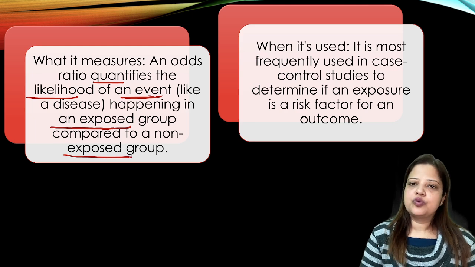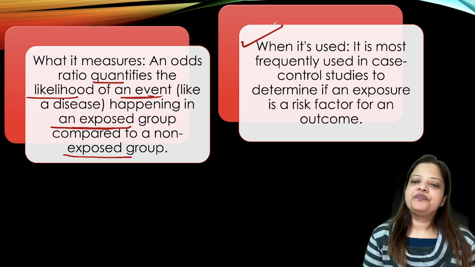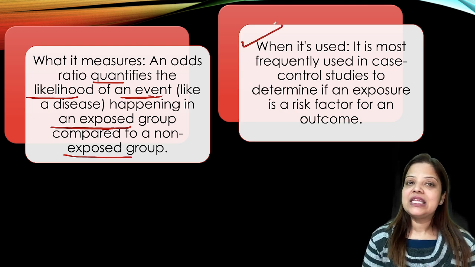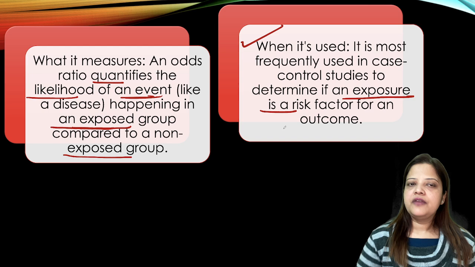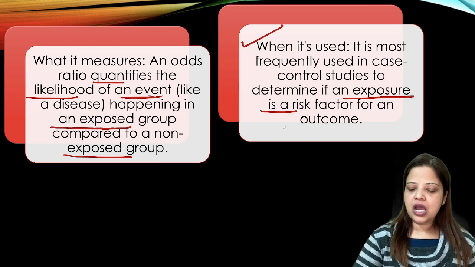So an odds ratio quantifies the likelihood of an event like a disease happening in an exposed group compared to a non-exposed group, right? It is most frequently used in case control studies to determine if an exposure is a risk factor for an outcome.